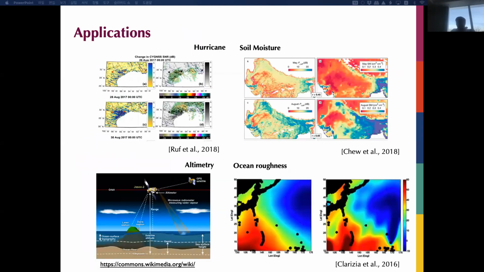This figure shows previous researchers' work. From the beginning, using GNSS reflectometry, some scientists predicted hurricanes, and we can also measure soil moisture using GNSS reflectometry, and altimetry. We can also use GNSS reflectometry to calculate ocean roughness.